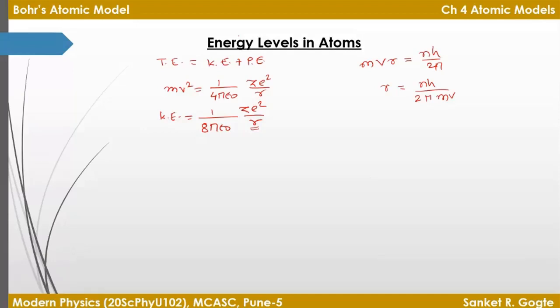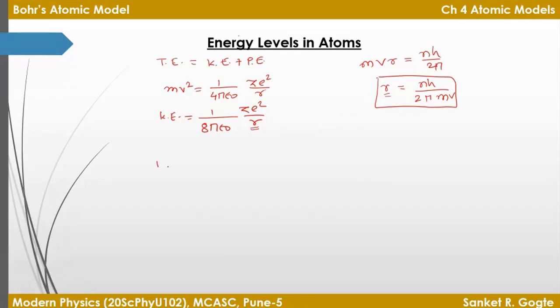Any orbit along which the electron is present should satisfy this condition for its radius, and only then is that orbit a non-radiating, stationary orbit, which will not make the electron radiate and lose its energy, eventually falling into the nucleus. So we will now use this relation for R in the previous relation, so that we can get the kinetic energy.